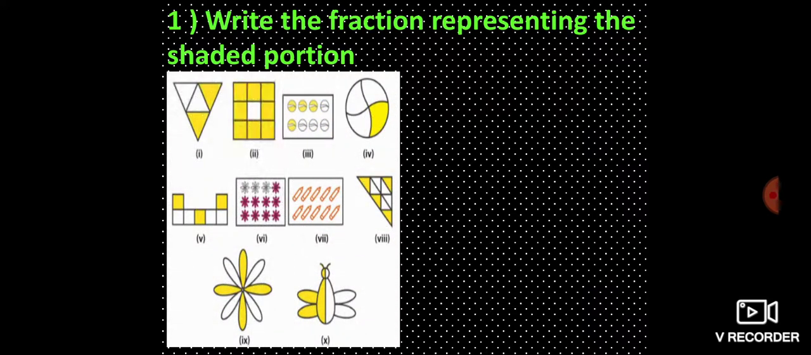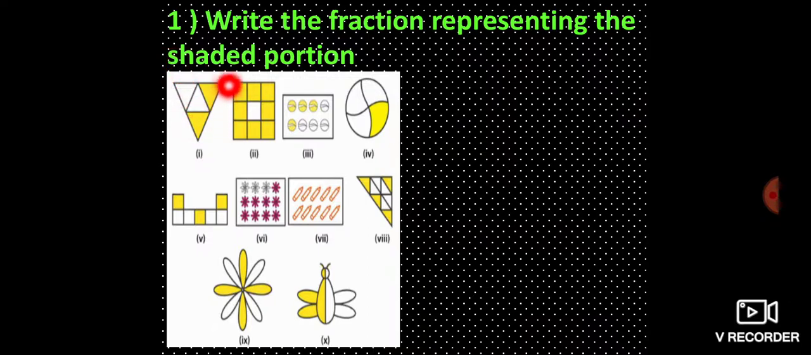We will start with the questions. Write the fraction representing the shaded portions. Very simple. You can see the pictures and identify the fraction of the concerned picture. Here you can see 10 pictures are there. 1, 2, 3, 4, etc. 10 pictures. Let's discuss the first question.